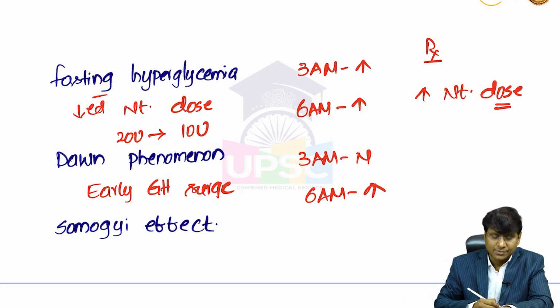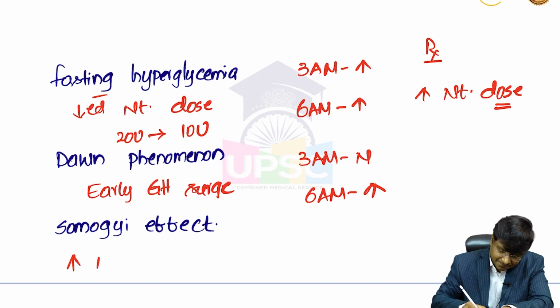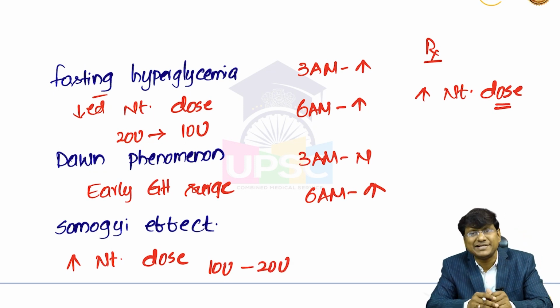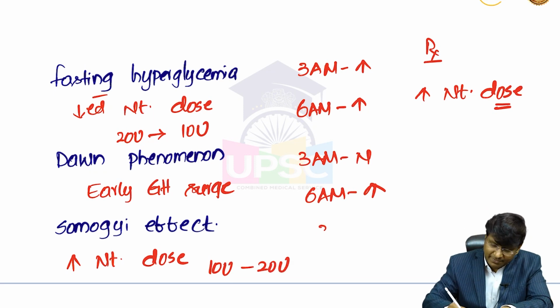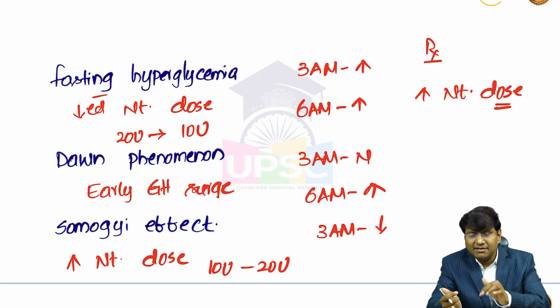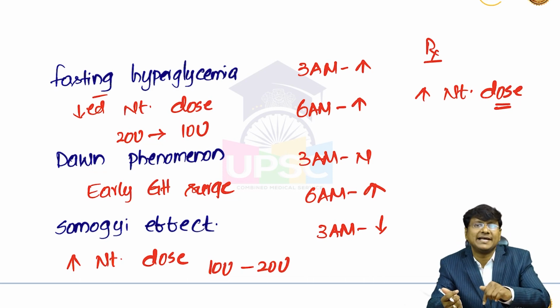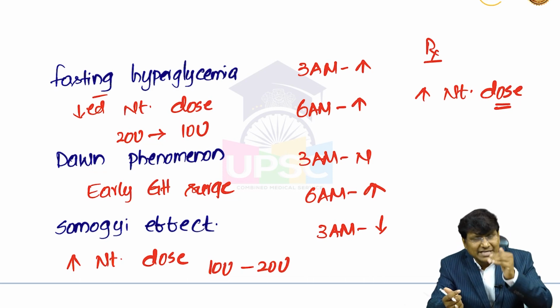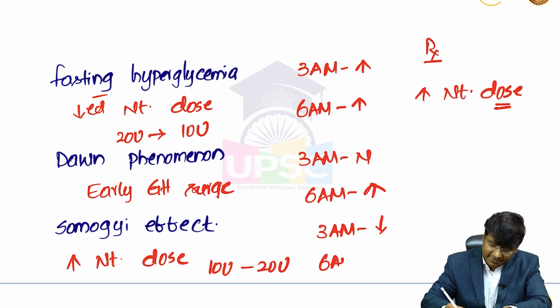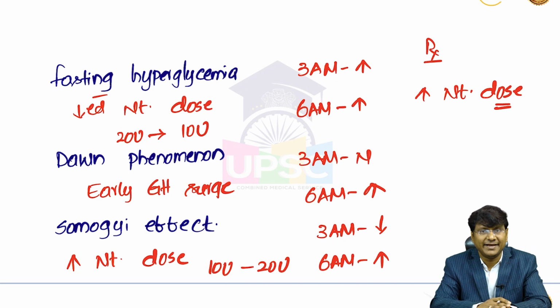Then Somogyi effect. Somogyi effect is due to increased night dose of the insulin, right? Where the patient has been advised 10 units, but he has taken 20 units accidentally. So what will happen to the blood glucose levels in the middle of the night? It will drop down because he has taken excess amount of dose. And in respect to this hypoglycemia, there will be release of the counter-regulatory hormones, thereby the 6 a.m. blood glucose level will be high.